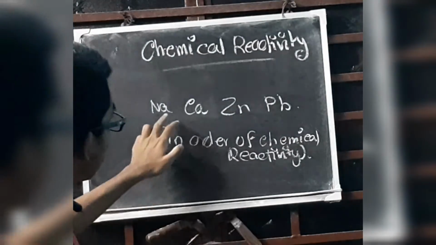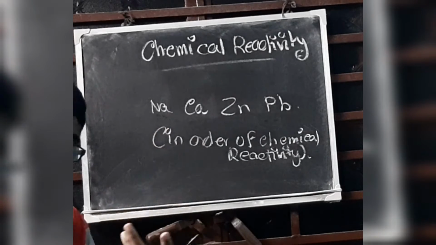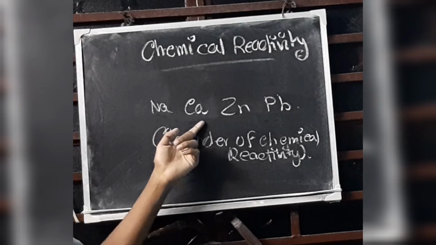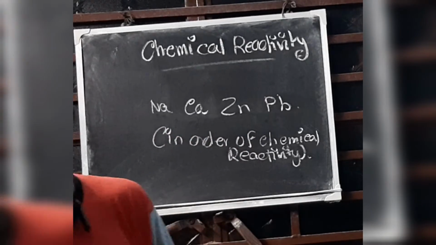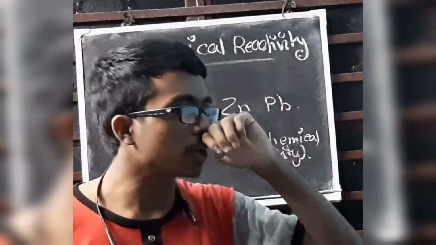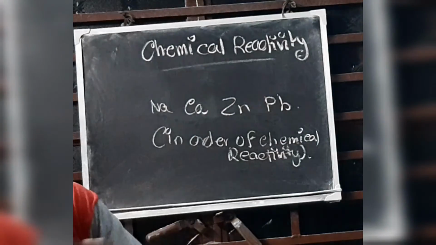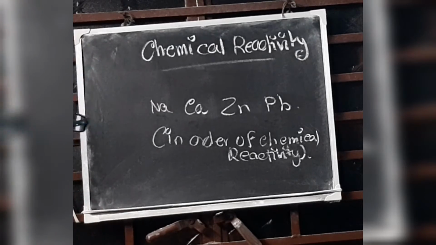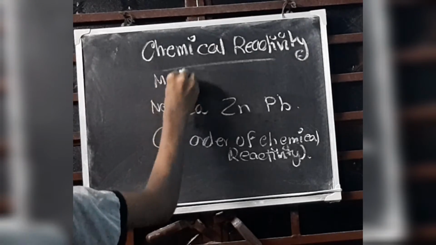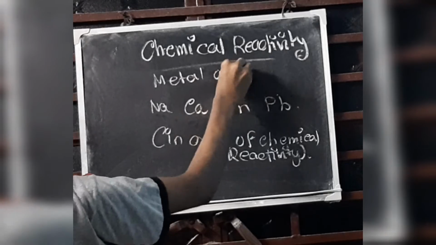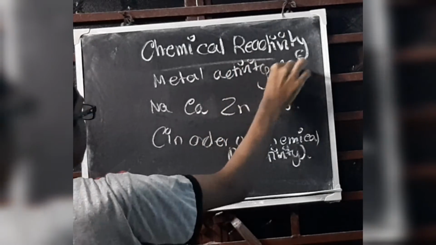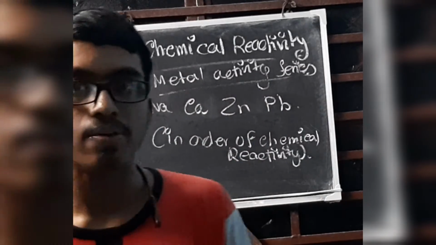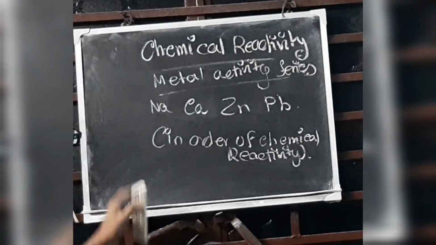Check, sodium is 2,8,1, group 1. Calcium is 2,8,8,2, so only the period is different. Zinc has atomic number 30, and lead has atomic number somehow 80 or 82, very high. So these are all of different periods. How to arrange? There was a series, if you remember, called the metal activity series. In that case, you will have to take the help of the metal activity series, because that tells about the reactivity of metals.